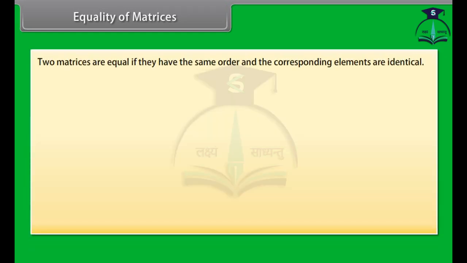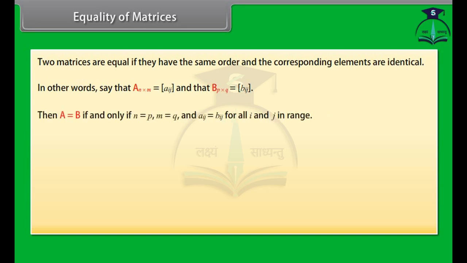Two matrices are equal if they have the same order and the corresponding elements are identical. In other words, say that A, n by m, is equal to [a_ij] and that B, p by q, is equal to [b_ij]. Then A is equal to B if and only if n is equal to p, m is equal to q, and a_ij is equal to b_ij for all i and j in range.